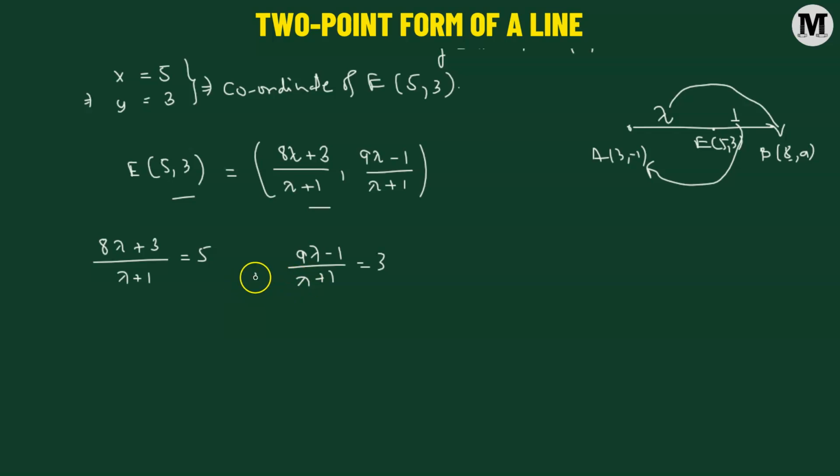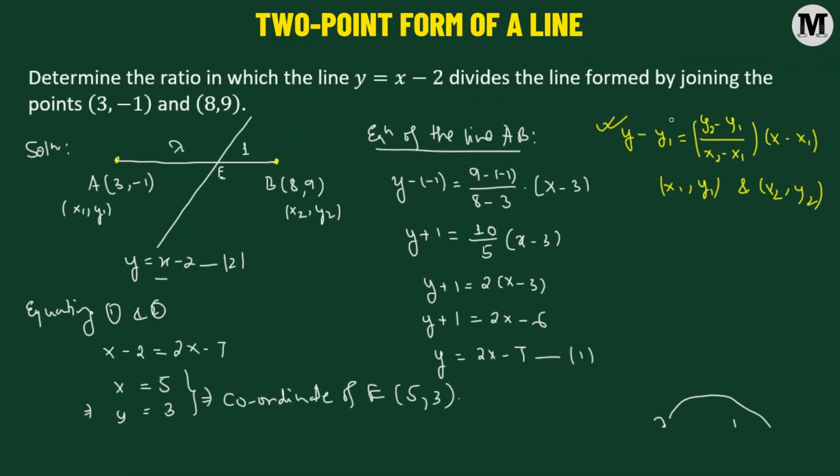We can solve either of the two equations to find the value of lambda. Let's do the first one. We have 8 lambda plus 3 equals, cross multiplying, 5 times (lambda plus 1), which is 5 lambda plus 5. That gives us 3 lambda equals 2, so lambda comes out to be 2/3, which means the ratio lambda to 1 is simply 2:3. So we can say that the line y equals x minus 2 divides the line formed by joining point A and point B in the ratio 2:3.